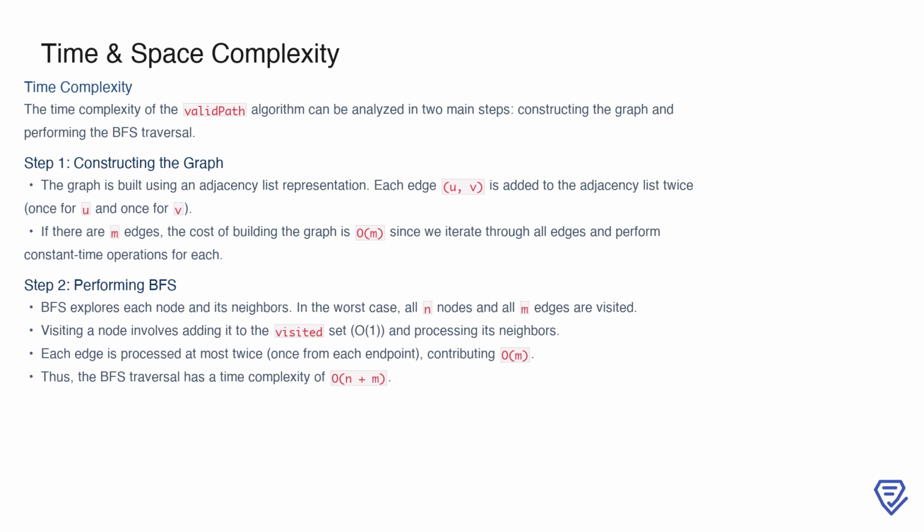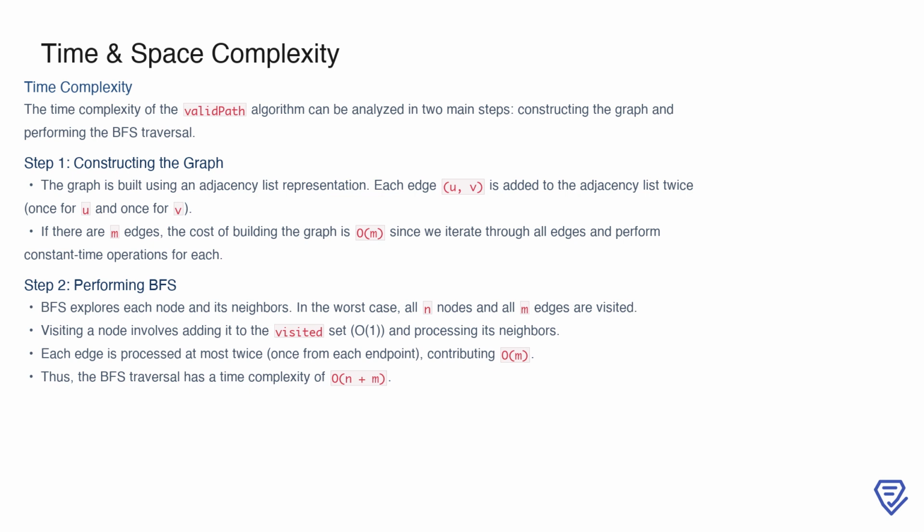To analyze the time complexity of the valid path algorithm, we break it down into two main steps: constructing the graph and performing the BFS traversal. First, when constructing the graph, we use an adjacency list representation. For each edge, u, v, we add the connection to the adjacency list twice, once for u and once for v. If the graph contains m edges, this step requires O(m) time, as we iterate through each edge and perform constant time operations for each addition.